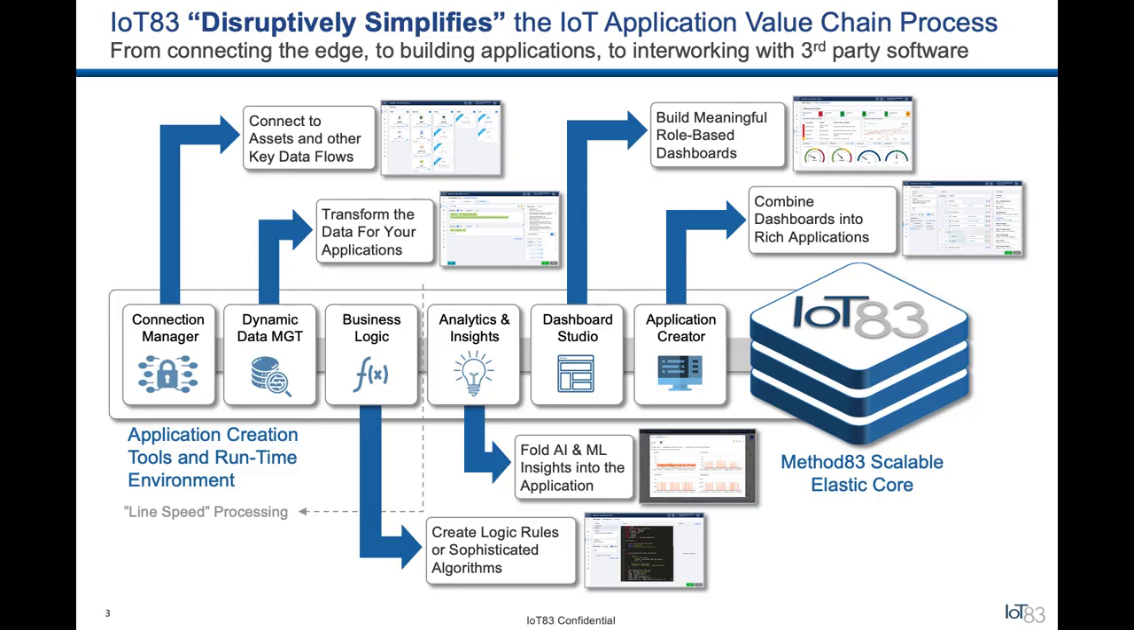Across the center is a high-level view of our application creation toolchain. So you can see from left to right the connection manager, making it easy to connect multiple assets and key data flows. These could be physical devices, data logs, other software implementations, middleware, or any number of things that are important to integrate into your IoT application. Next is the dynamic data manager, responsible for all of the extract, transform and load pieces of your application, transforming your data from whatever is ingested into what will be meaningful for the application. We'll talk more about this in a bit.